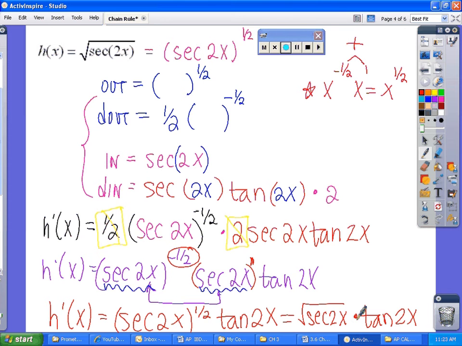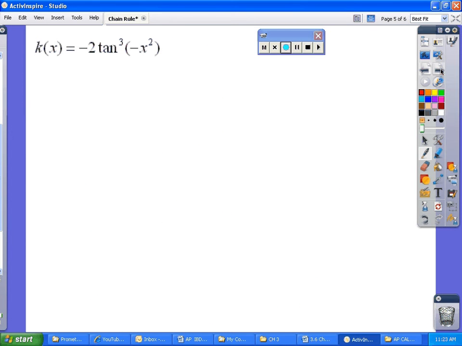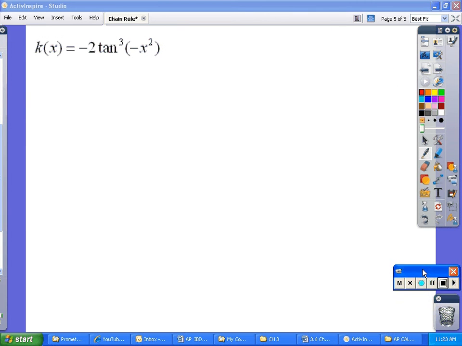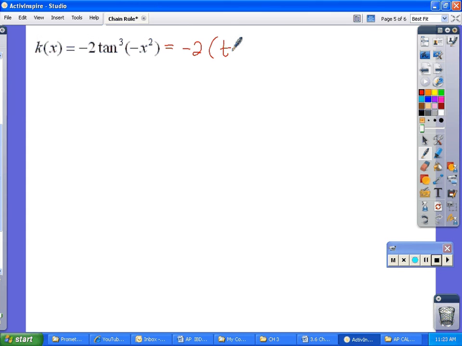Third problem, this is another double chain rule problem. I'm going to rewrite the problem. And just so you don't get confused, I'm actually going to eliminate the parentheses on the inside. Just know that the tangent, the input is negative x squared. Hopefully you see that the outside function is the negative 2 to the third power. And the derivative of the outside function would be negative 6 to the second power.